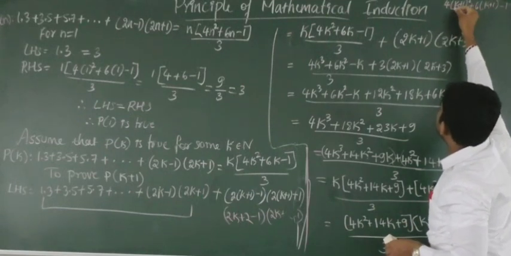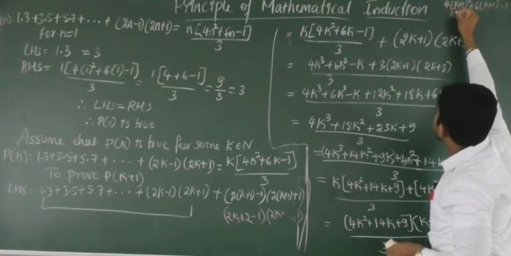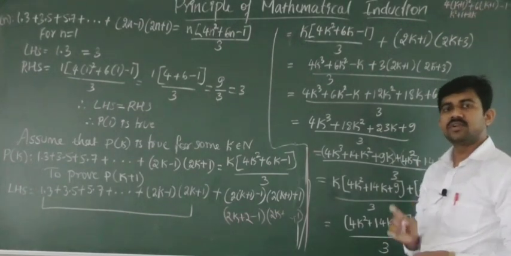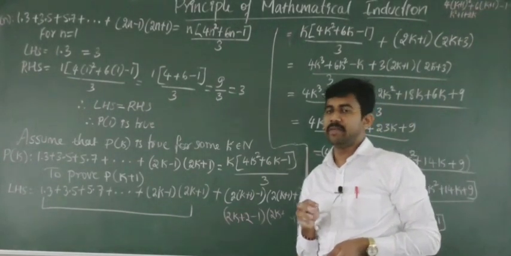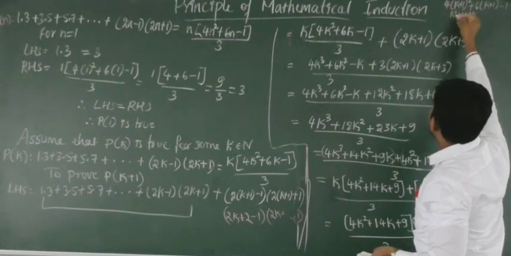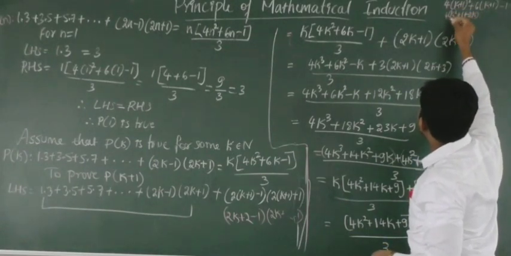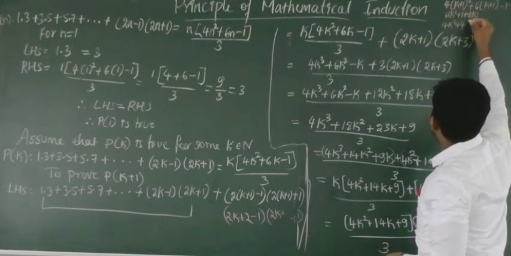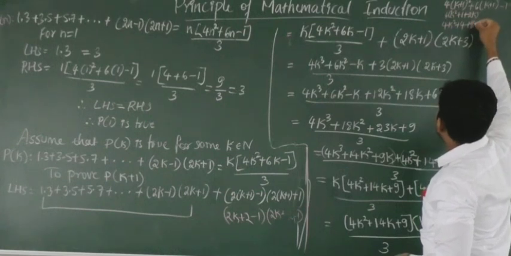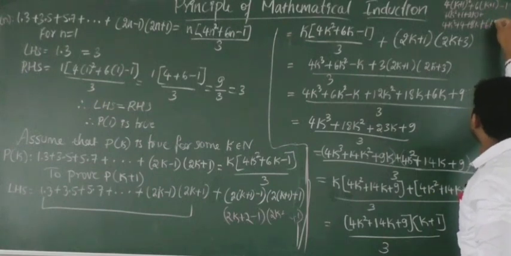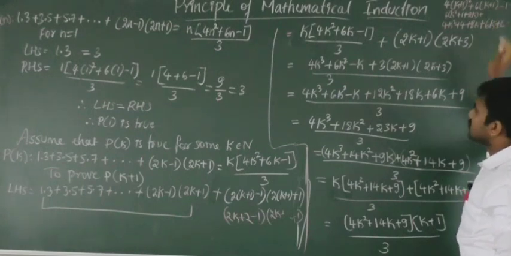Here you can observe k plus 1 whole square is nothing but k square plus 1 plus 2k, because we know a plus b whole square is equal to a square plus b square plus 2ab. Similarly, k plus 1 whole square is nothing but k square plus 1 plus 2k. Okay, this is multiplied with 4. So what will we get? 4k square plus 4 into 1 is 4, plus 4 into 2k is 8k, plus again the next term you have 6 into k plus 1, that is 6k plus 6 into 1, 6, minus 1. Okay, minus 1 is there, right.